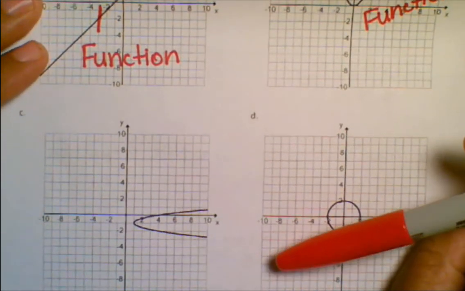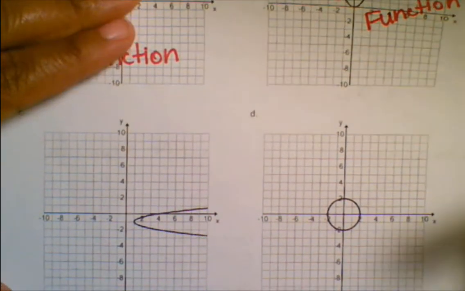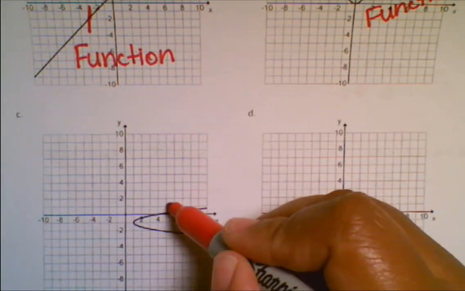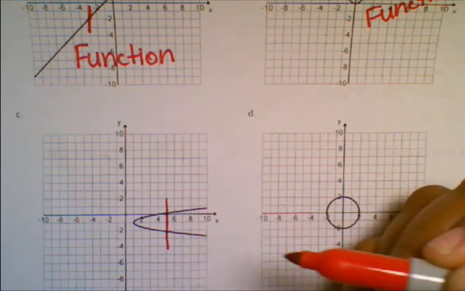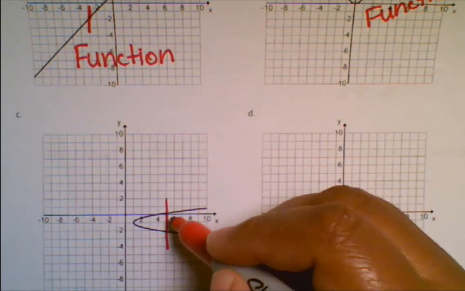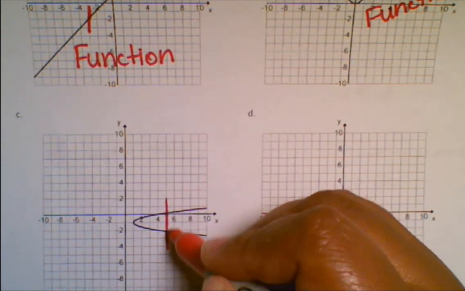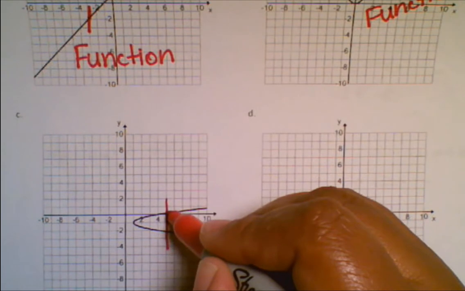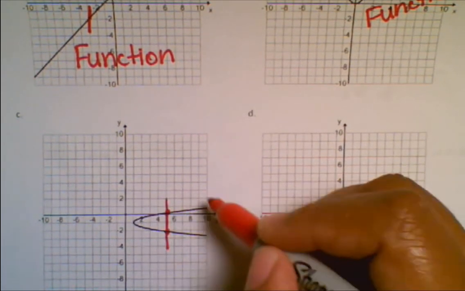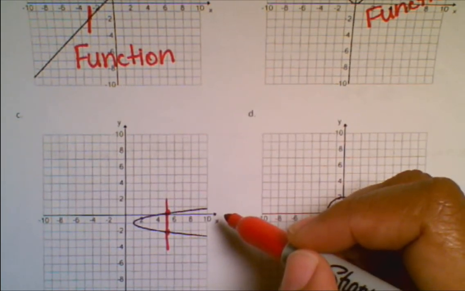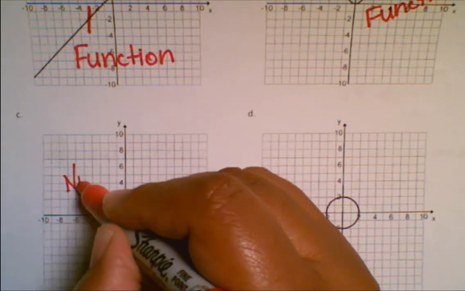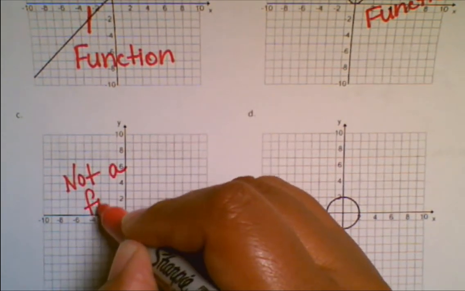Okay, so we have here another graph, and let's look at C. When I draw this vertical line and look at the graph, how many times does this graph touch the vertical line? We have one here, we have one that's here. So that's two, and we don't want two. It has to be one and only one. So if two or more are touching, then we would say this is not a function.